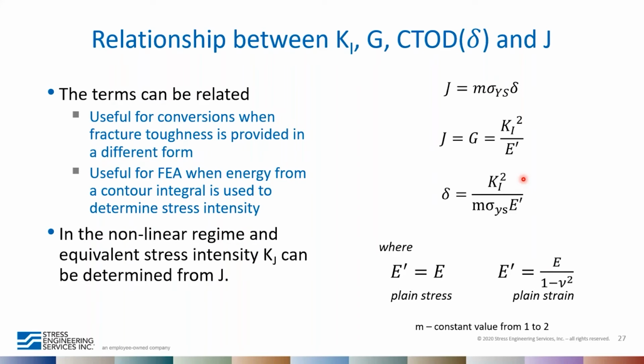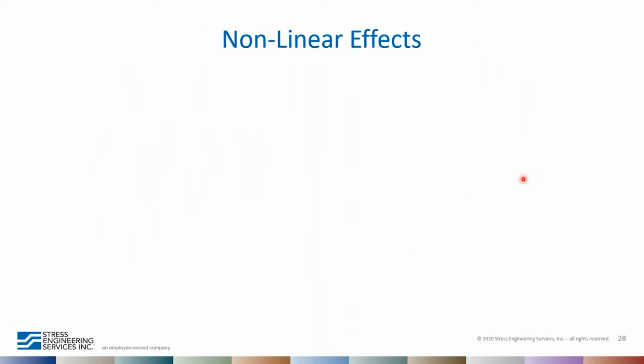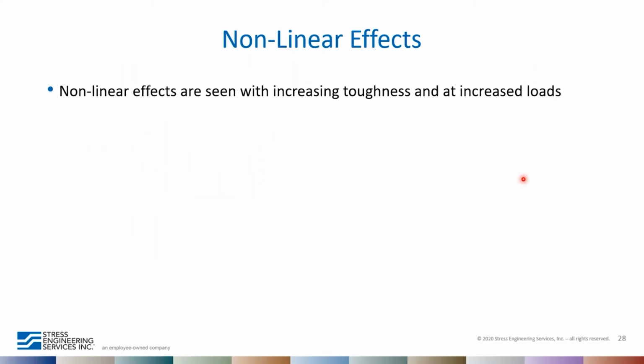Okay, in the nonlinear regime, the equivalent stress intensity, and we refer to this as a KJ because it's an intensity that's determined based on the J integral energy. But it can be used to characterize also and switch between referring to crack tip conditions in energy terms versus stress intensity terms. So when we talk about non-linear effects, these are typically seen with increasing toughness and at increased loads.